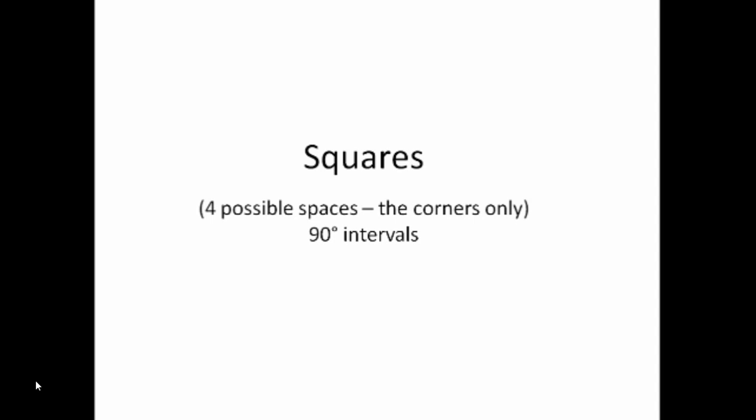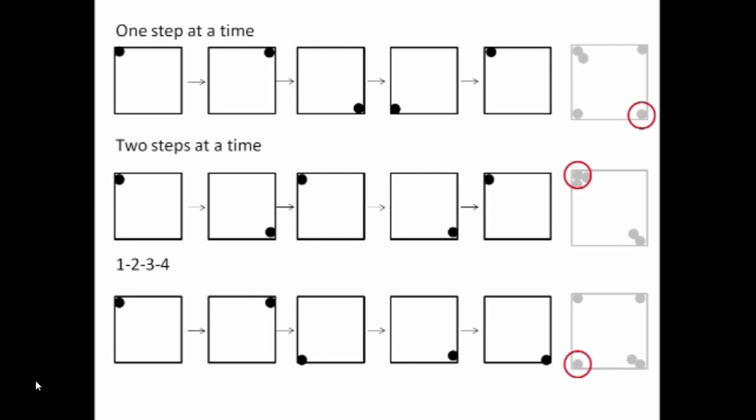So just begin with squares with 4 possible spaces. Here are the 3 patterns I feel I could give you for 4-space squares. 4-space meaning, of course, the 4 corners.